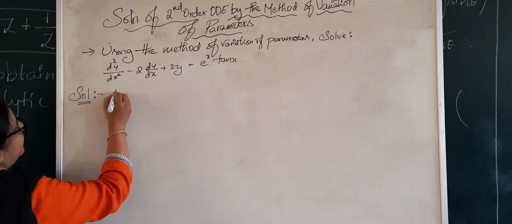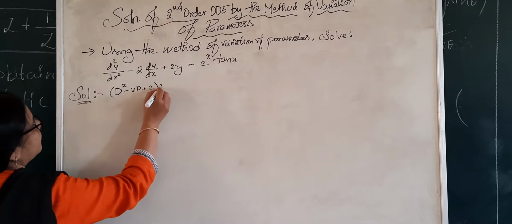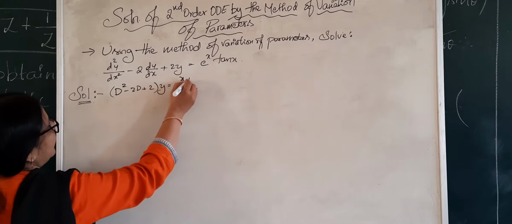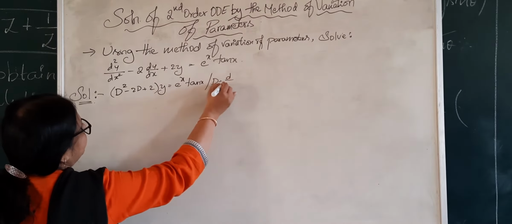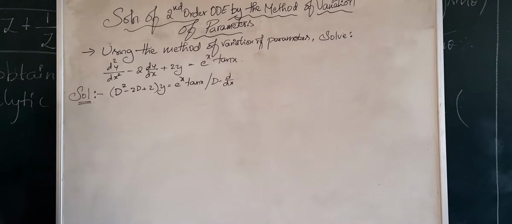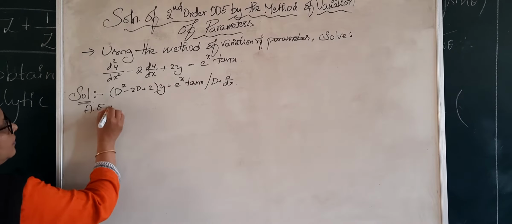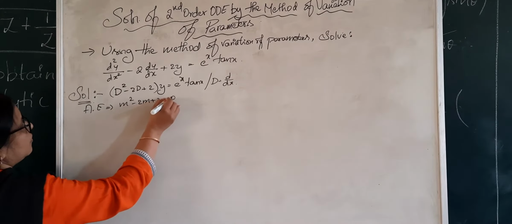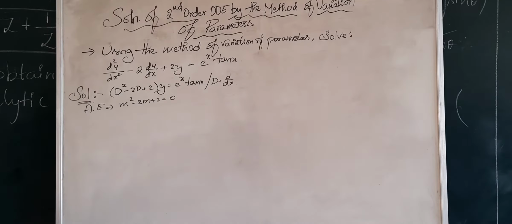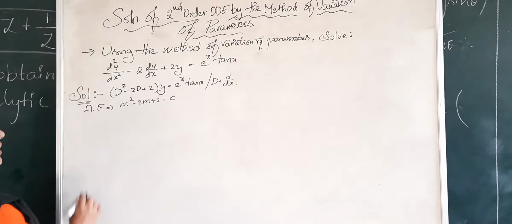First step, put it in the operator form: (D square minus 2D plus 2) y is equal to e power x tan x, where capital D is equal to d by dx. Next, the auxiliary equation is given by m square minus 2m plus 2 is equal to 0. Let us solve this, as we cannot get the factors for this particular equation. So you can't apply splitting the middle term.